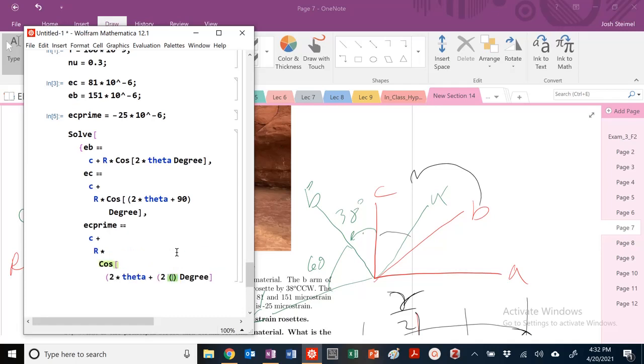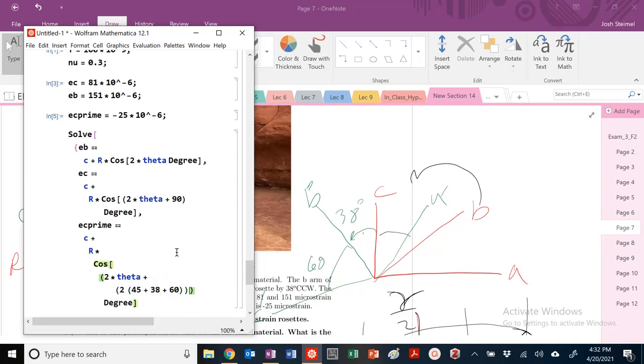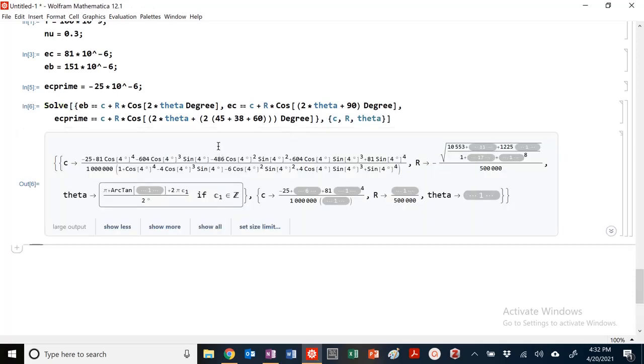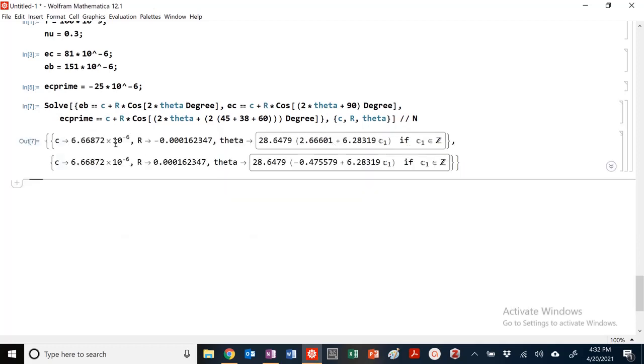So we're going to go from B to C, so that's 45, plus 38, plus 60. There we go, 2 theta, 2 times that rotation. So now I'm going to solve for my C, my R, and my theta. We're all in degrees, everything's copacetic, everything is good. Let's look at this numerically, and voila!